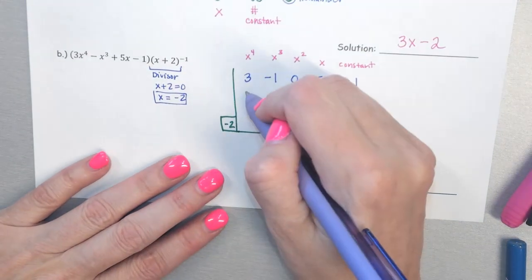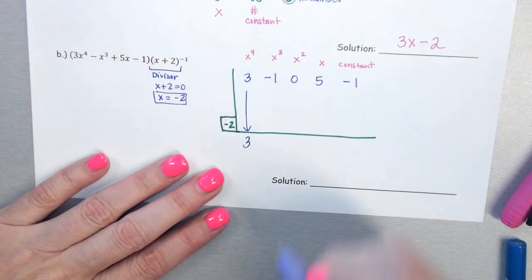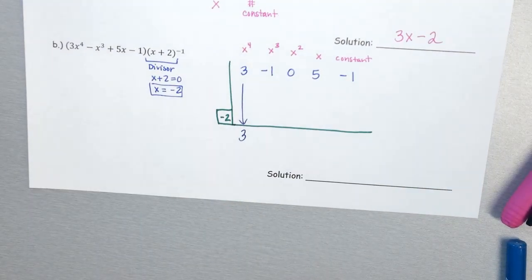Then you are going to bring this straight down. So you multiply across, add straight down. Multiply across, add straight down. Go ahead and do that. If you need to enter in your placeholder, go ahead and enter in your placeholder, and then see if you can write your solution if you finished it.